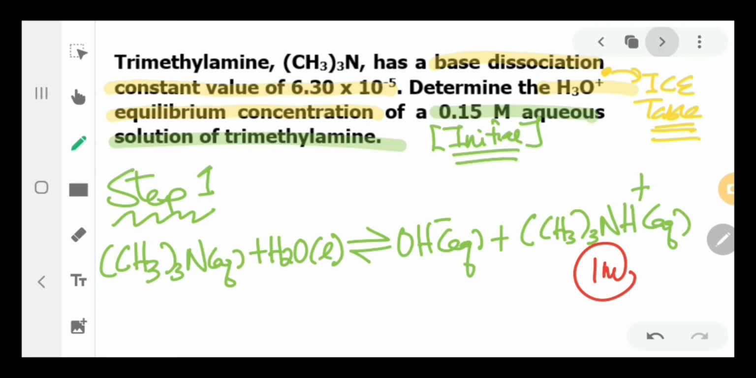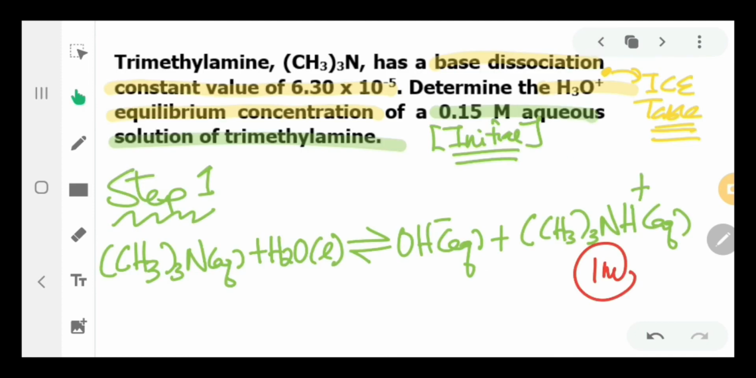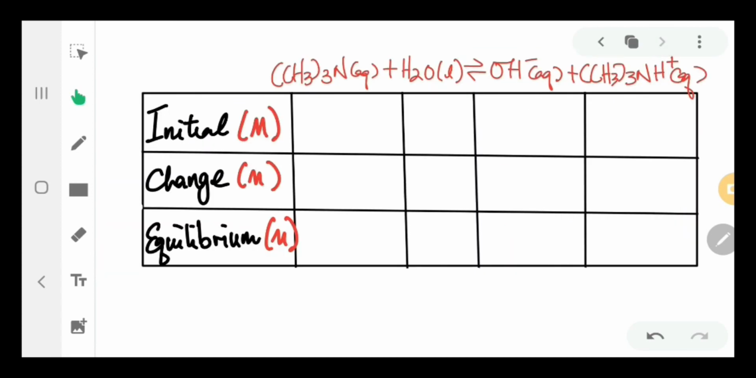And we're going to plug that into your ICE table, like what I have done right here. And I have my ICE ready. Now we want to find the concentration of OH minus first. If we can find the concentration of OH minus, we can find the pOH value. And from the pOH value, we can find the pH value. Why do we need to find pH? Because we want to find the concentration of H3O plus.